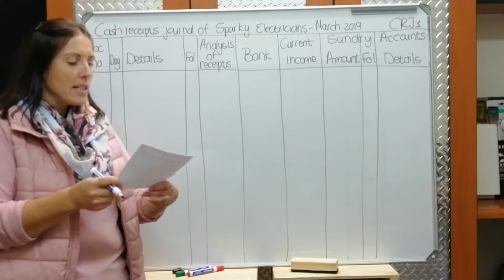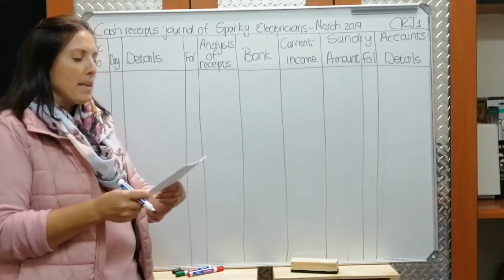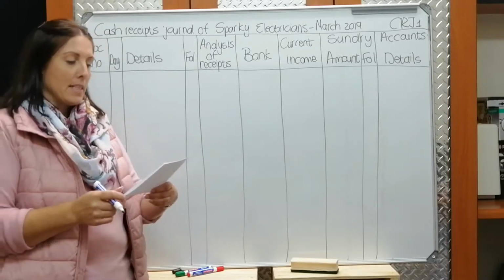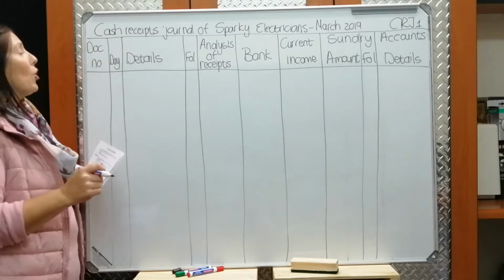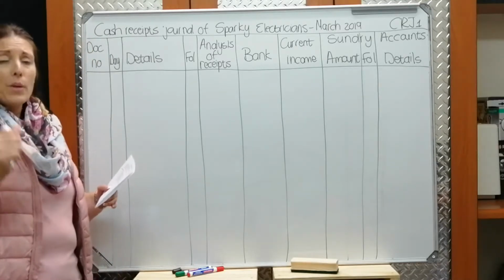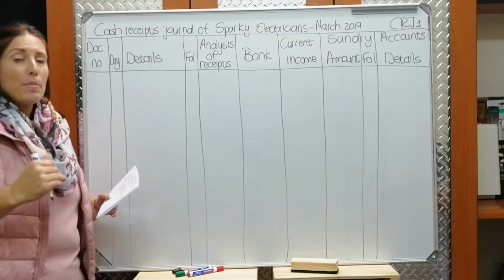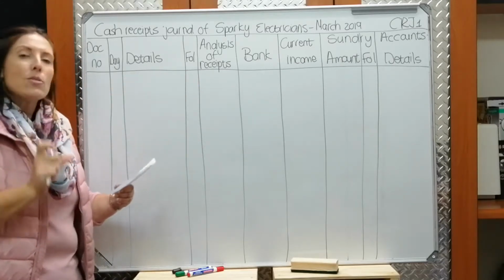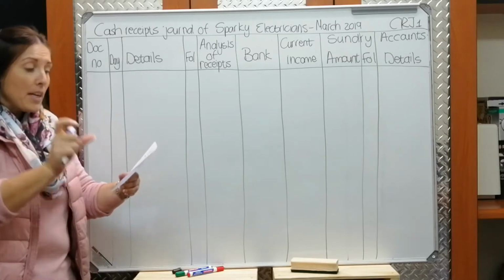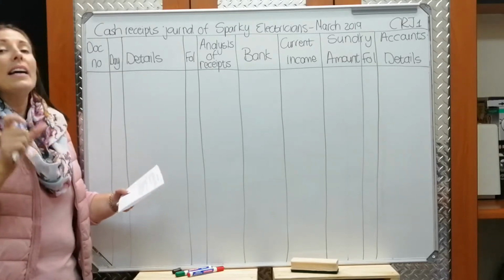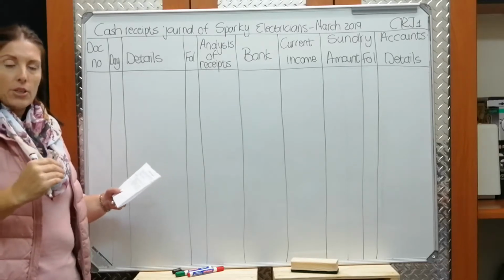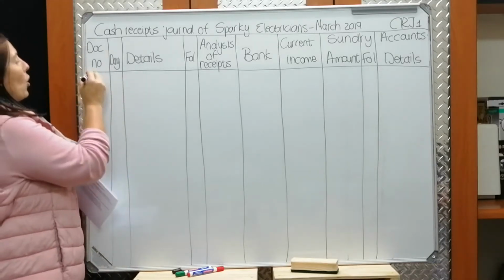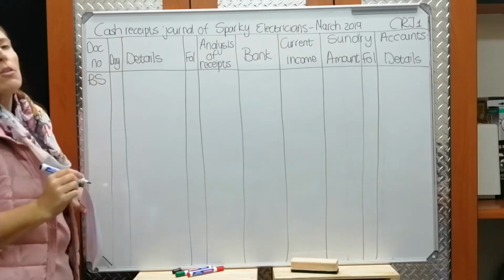Okay, so let's go to the transactions. On the first, S. Sparky started his business by depositing 100,000 Rand via EFT in the current bank account of the business. So the first column that we have here is the document number column. In that column, we write down the number of the source document from which we got the information to record that transaction. So in this case, what is our source document? The owner transferred this money via EFT. So where will we see this transaction? We will see it on the business's bank statement. So therefore, our document in this case is BS for bank statement.